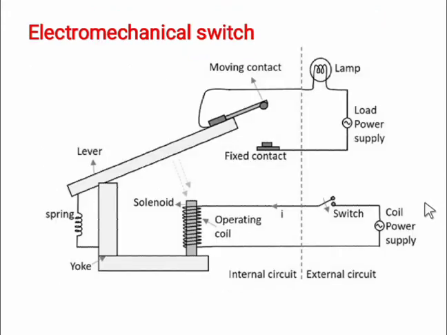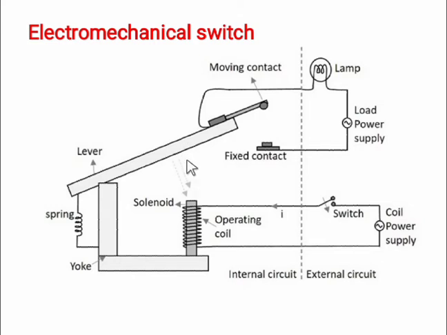The electromechanical switch is also known as the relay. It is the combination of an electrical plus a mechanical switch. This is the basic construction of the relay or electromechanical switch. This is the iron core on which the electrical wire, or coil, is wound, and it is connected with the supply through the switch. If this coil is energized by the supply, it attracts these iron parts.